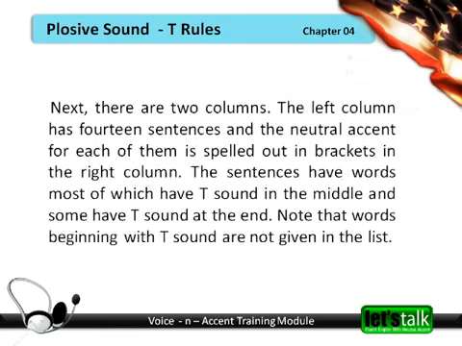Next, there are 2 columns. The left column has 14 sentences, and the neutral accent for each of them is spelled out in brackets in the right column. The sentences have words, most of which have T sound in the middle, and some have T sound at the end. Note that words beginning with T sound are not given in the list.